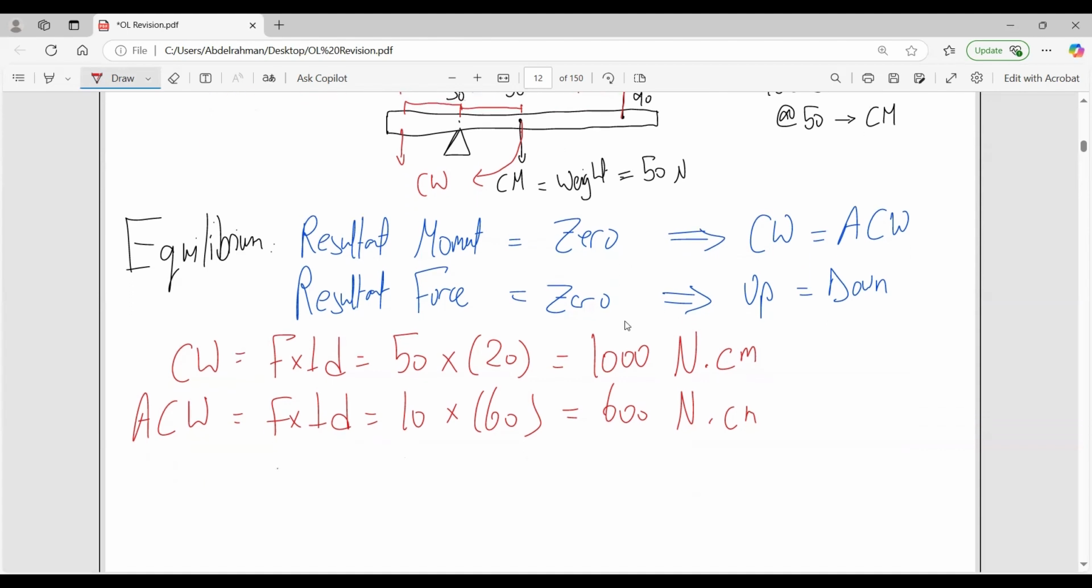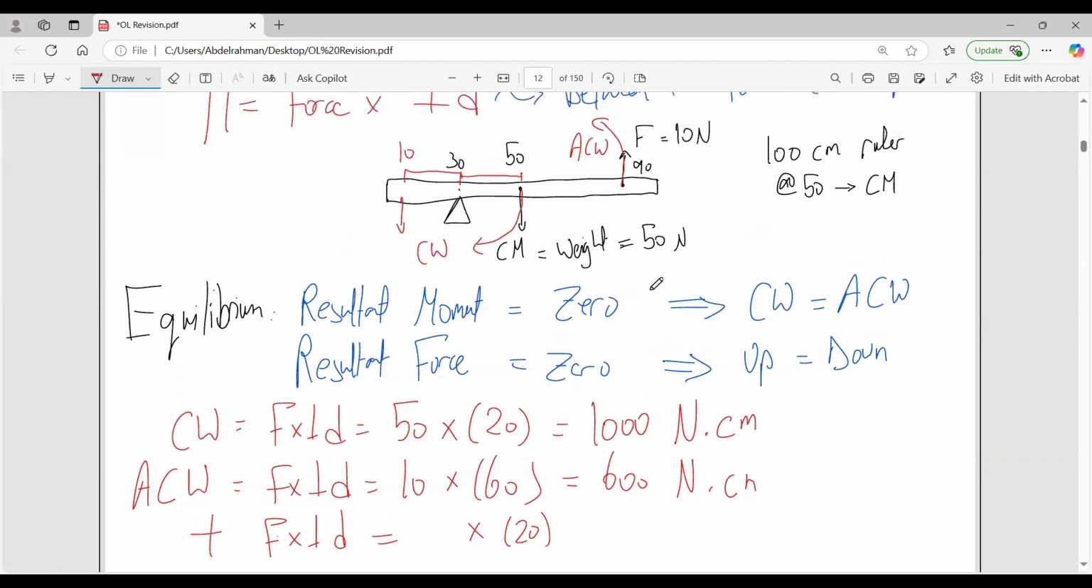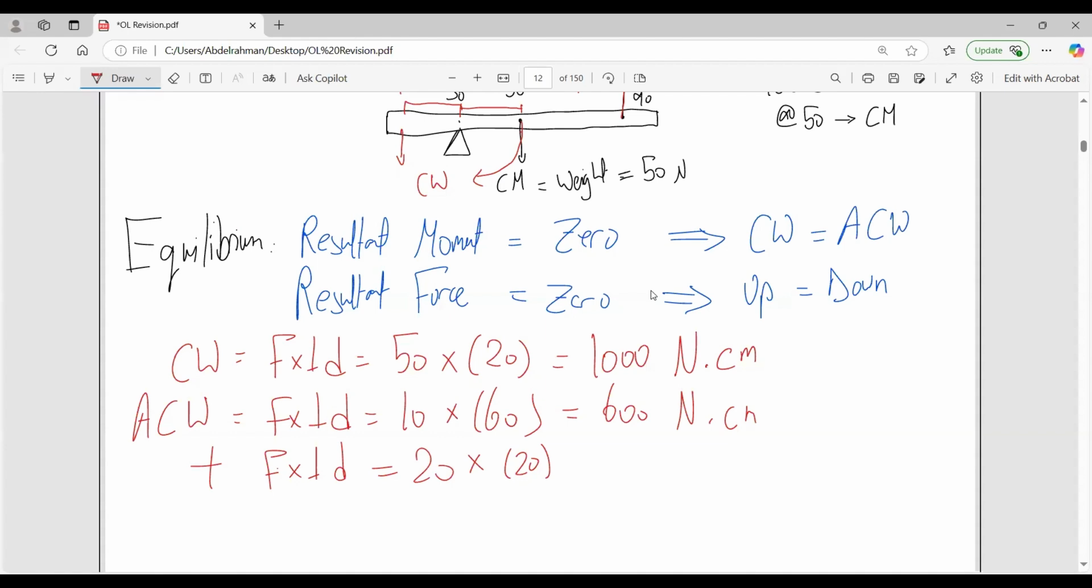I need to add another anti-clockwise moment. Force times perpendicular distance. The perpendicular distance is 20. 20 times what would give you 400? 20 times 20. 20 newtons. So 20 newtons times the distance of 20 would give you 400 newton dot centimeters, and therefore this beam would be in equilibrium. Why? Because you have two forces that are exerting an anti-clockwise moment, and only one force exerting a clockwise moment. And they are now equal.